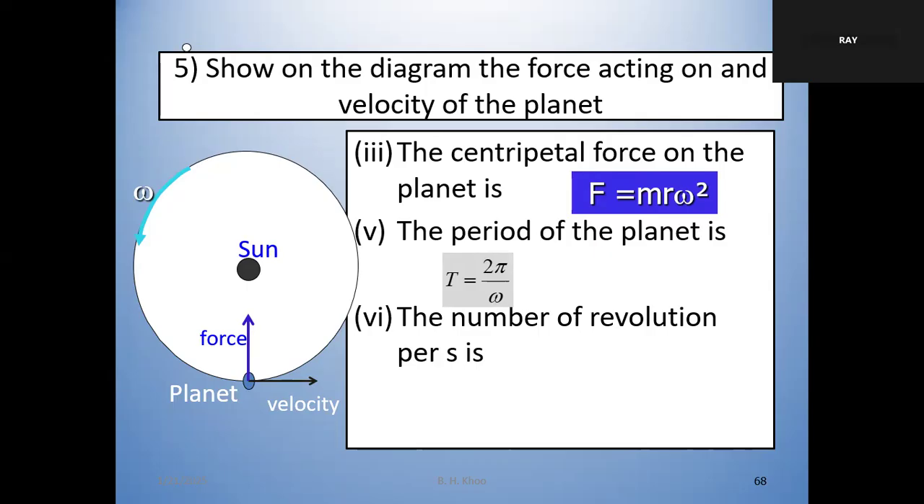Number of revolutions per second. That means they want the frequency, in terms of omega. That's all. That's why I want to review with you. If not, you forget the formula, and you don't know how to use the formula. Know how to play with the formula.